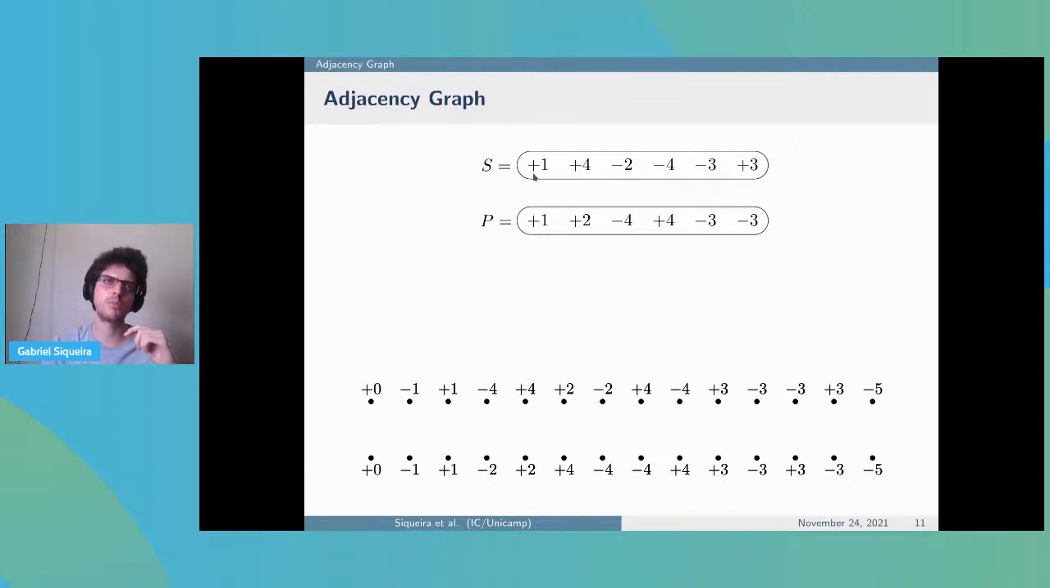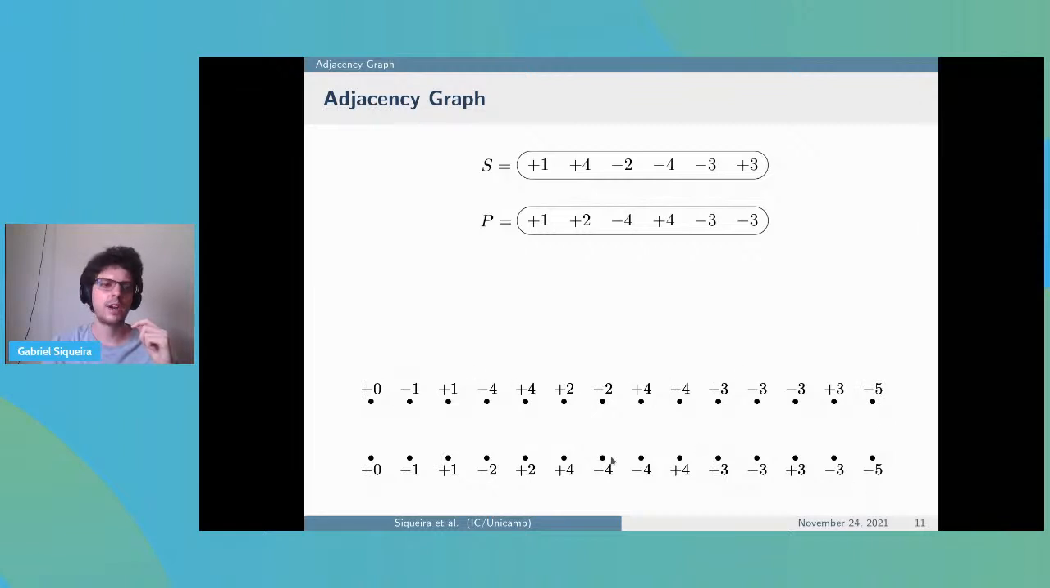We do this for every character, so plus 1 becomes minus 1 plus 1, plus 4 becomes minus 4 plus 4, minus 2 becomes plus 2 minus 2, and so on. The same thing for the characters of P. Next, we add 2 new elements to the beginning and the end of both sequences. We add an element of sign plus, I'm using here plus 0, in the beginning, and we add an element of sign minus in the end. Here I'm using minus 5.